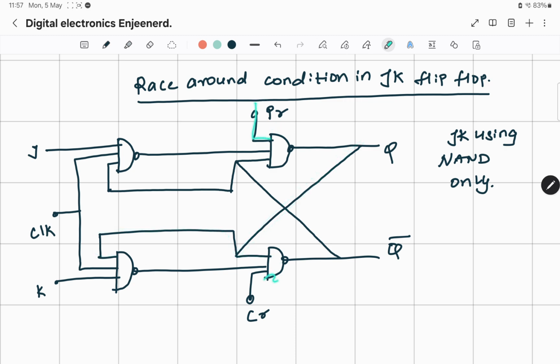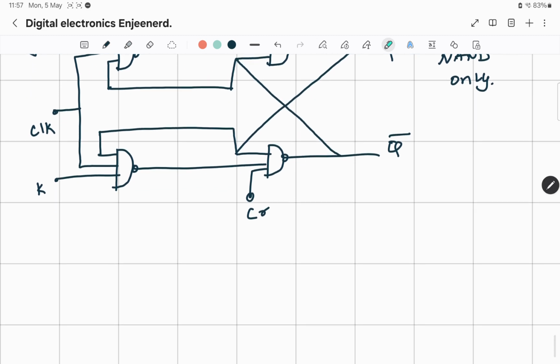This is your preset signal. This is a clear. The bubble indicates these are active low signals. This is your output Q, and this is the complementary output Q bar. So this is your basic JK flip-flop using NAND gates only. Just to clarify the connections, we have drawn this circuit. Now let's move to the race around condition in the JK flip-flop.